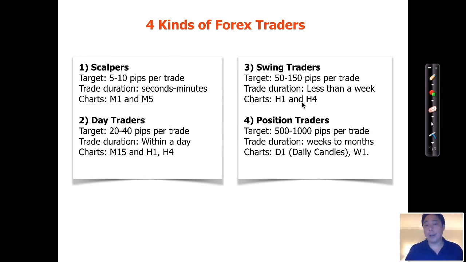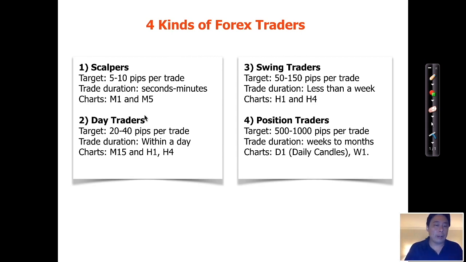Next, we have swing traders. Swing traders will typically target 50 pips to about 150 pips per trade. When they hit 50 to 150, they're out of the trade. The trade duration usually lasts for less than a week, a couple of days, and they'll look at charts with hourly or 4-hourly candles. Those are swing traders.